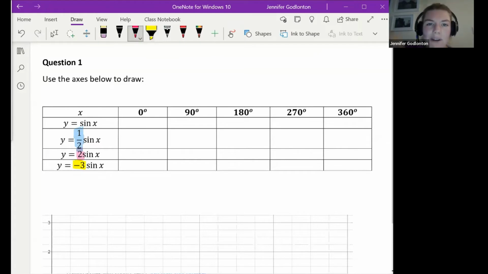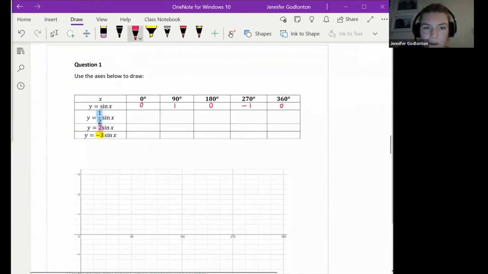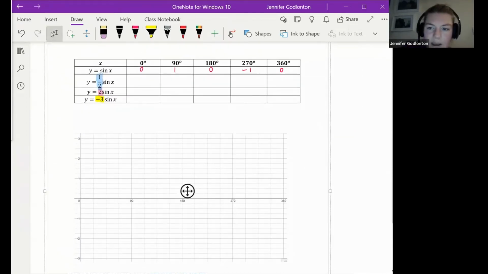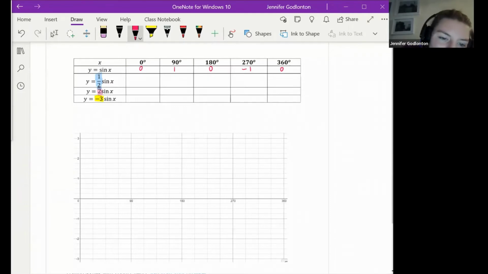So I'm going to put in the values for our normal sine graph because you've already done that. You did those values yourselves just now. And I would like you to start thinking about what our other values are going to look like. So here we've got 0, 1, 0, -1, 0. That's what that first graph would look like. I'm going to draw that for you while you work on the rest here. So we've got 0 and 0, 90 and 1, 180 and 0, 270 and -1, and 360 and 0.